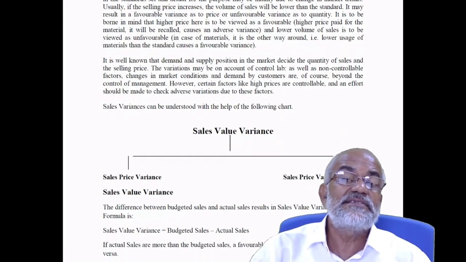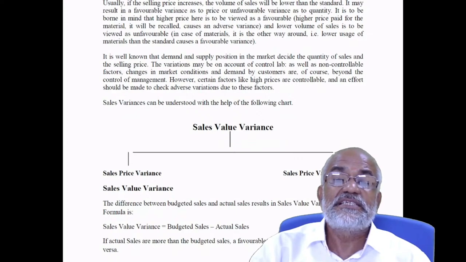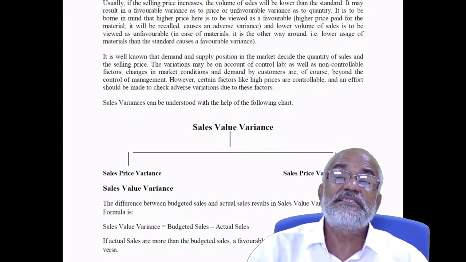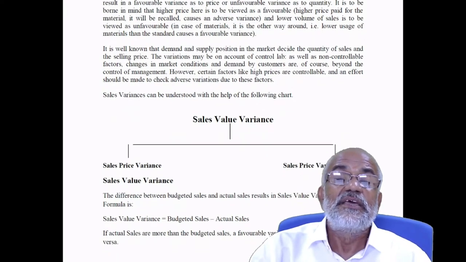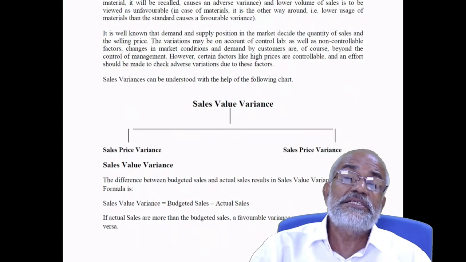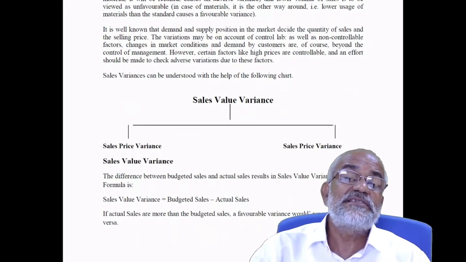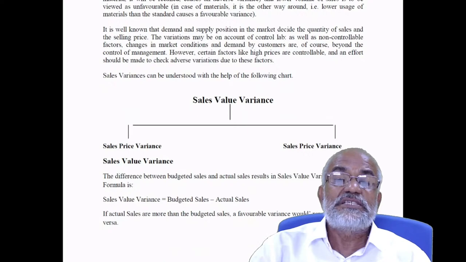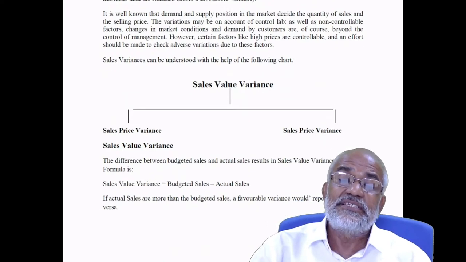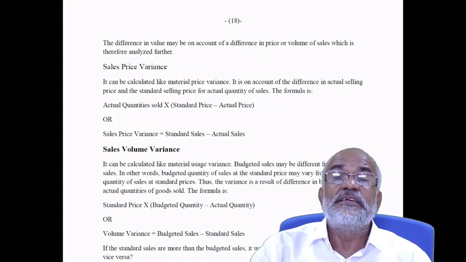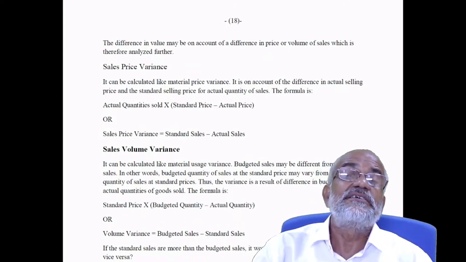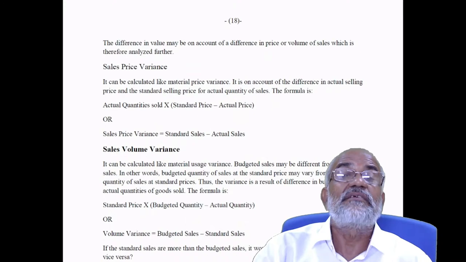sales quantity variance. The difference between the budgeted sales and the actual sales is the sales value variance. Here there is a printing mistake. So the formula for sales value variance is the budgeted sales minus the actual sales. And when the actual sales is more than the budgeted sales, the figure is favorable. And in case of the opposite, the figure is unfavorable or adverse.